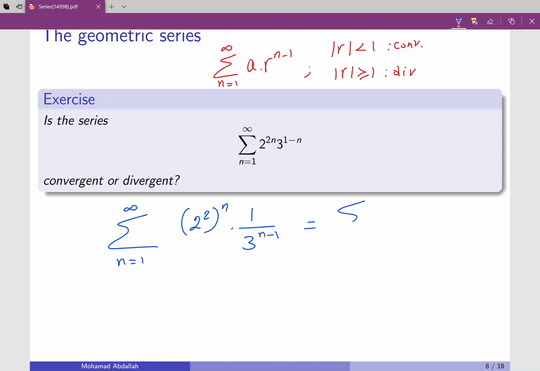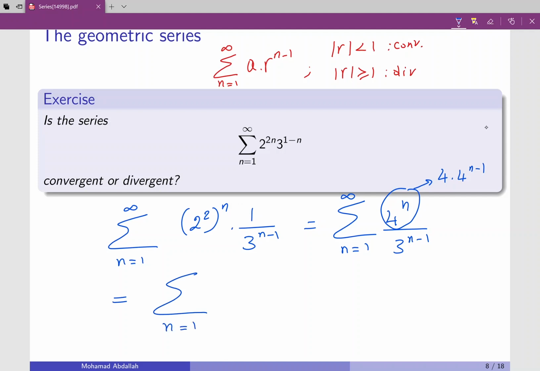So basically, this is the sum from n equal 1 to infinity of 4 to the power n over 3 to the power n minus 1. This is good so far because I'm getting close to what I need. I only need to have the power n minus 1, not n. So for 4 to the power n, I can write it as 4 times 4 to the n minus 1. So this becomes the summation from n equal 1 to infinity of 4 multiplied by 4 to the n minus 1 over 3 to the n minus 1, which is the sum from n equal 1 to infinity of 4 times (4 over 3) to the n minus 1.